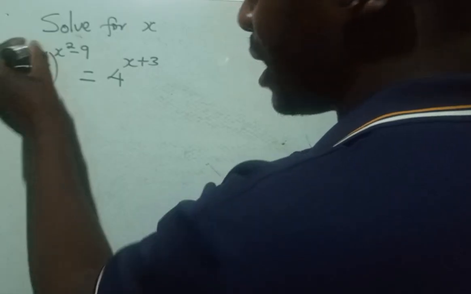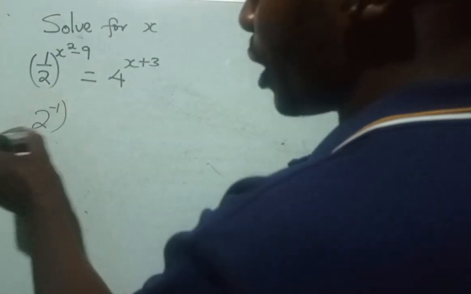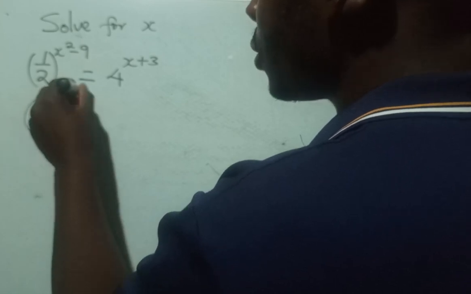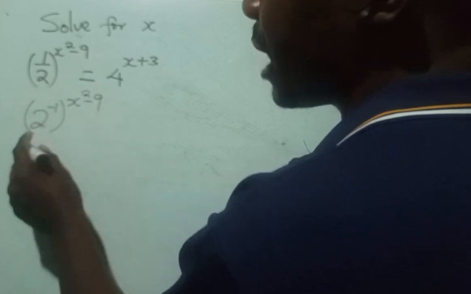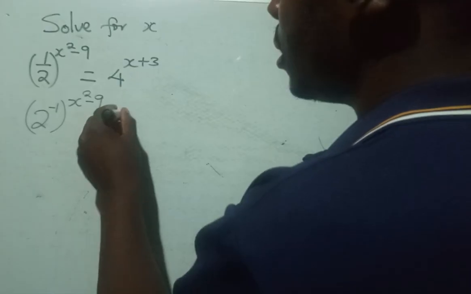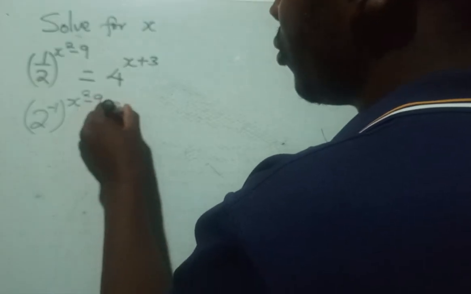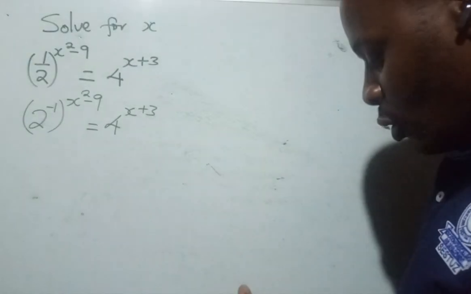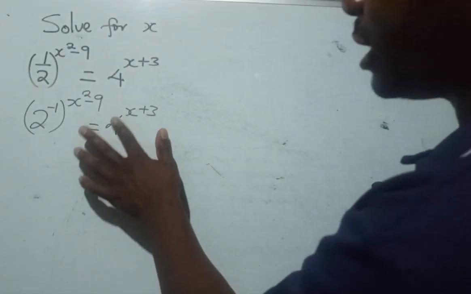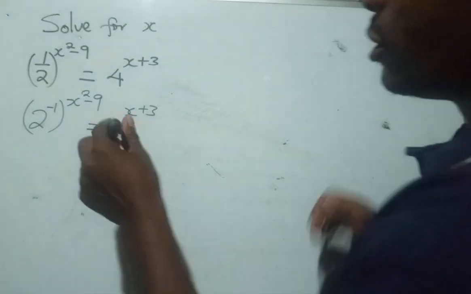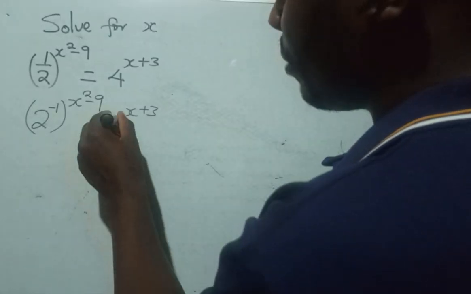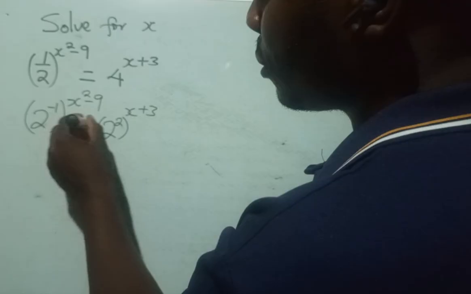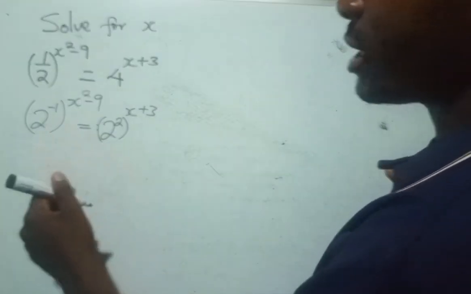we are going to convert that 1/2 to a negative power, or to an inverse. So it will be like the way I've written it. Then we have it like that. We can also change the 4 into 2 to the power 2, because 2 to the power 2 still gives us 4. Our interest is to have the same base.